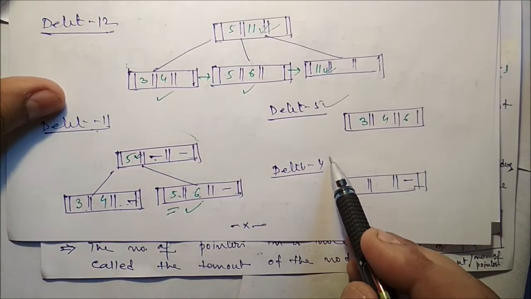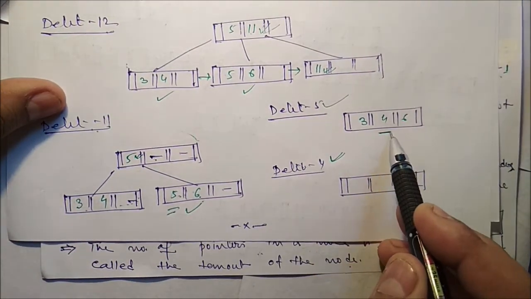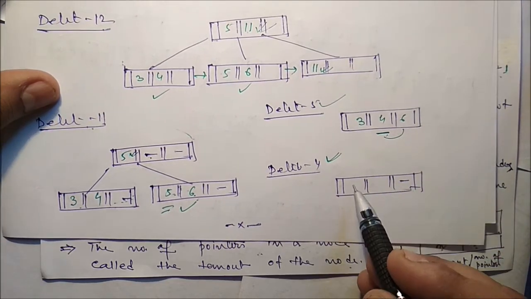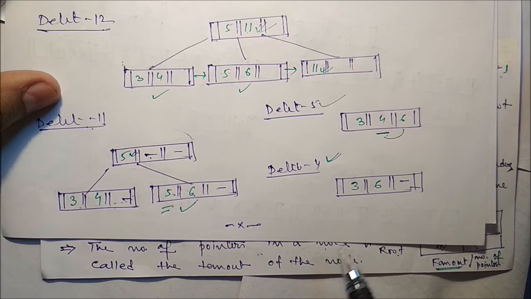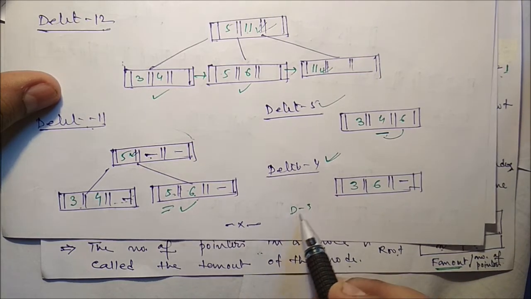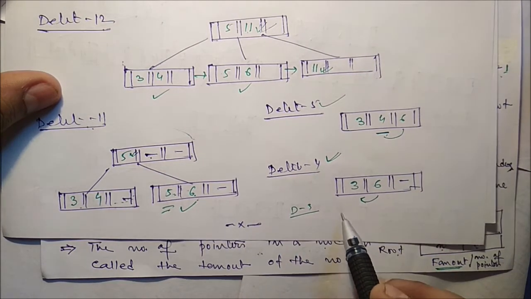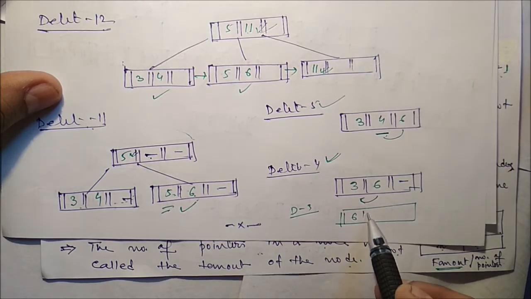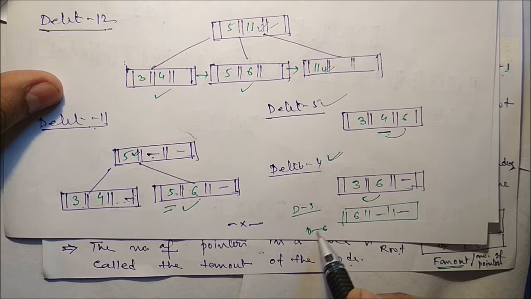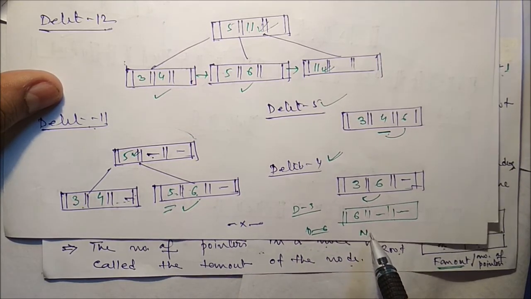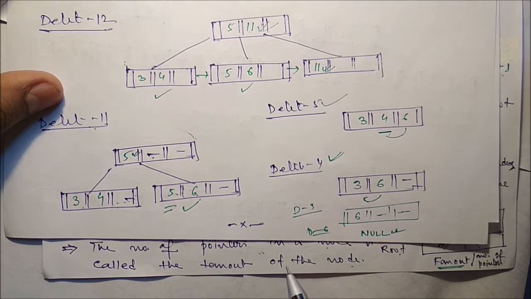Next, if you want to delete 4, that means you have to delete this one, so you have to shift 6 here. So the answer will be 3 and 6. Similarly, if you want to delete 3, we have to shift 6 here. Finally, if you delete 6, now it is null. That means the tree is not there.